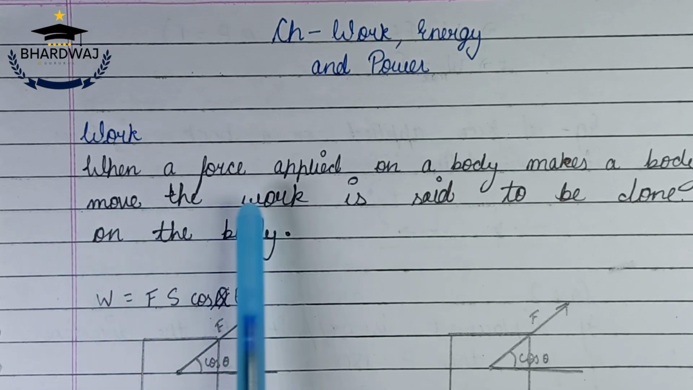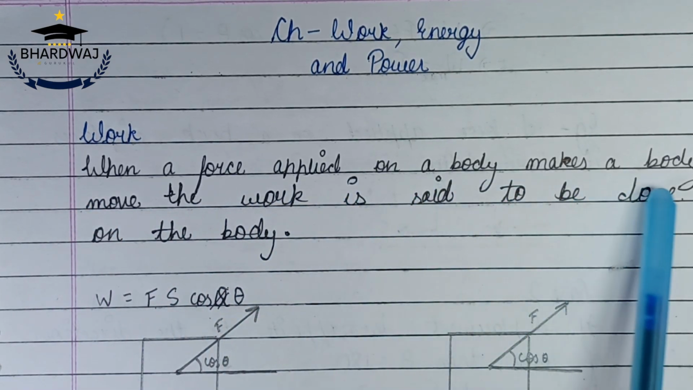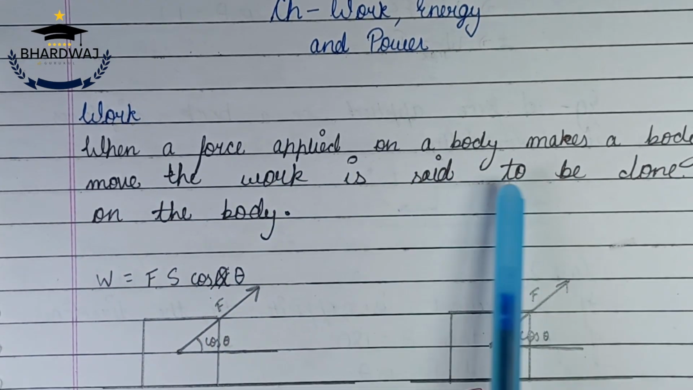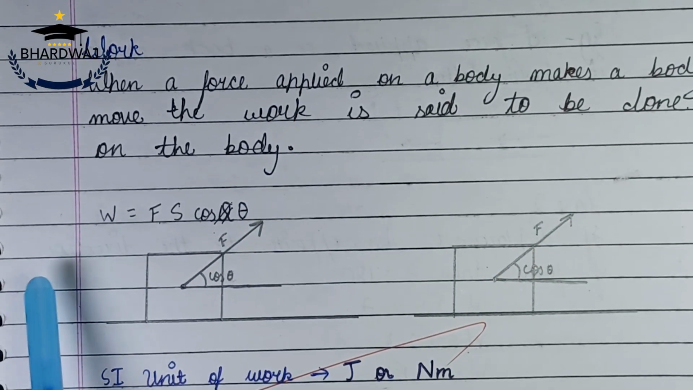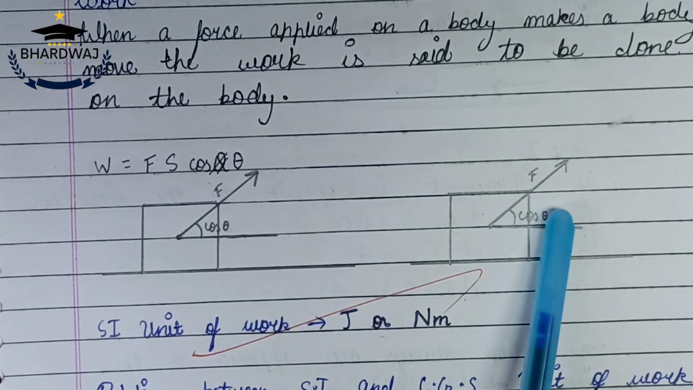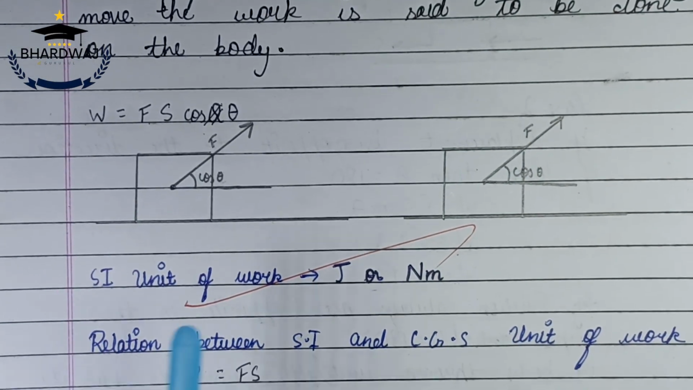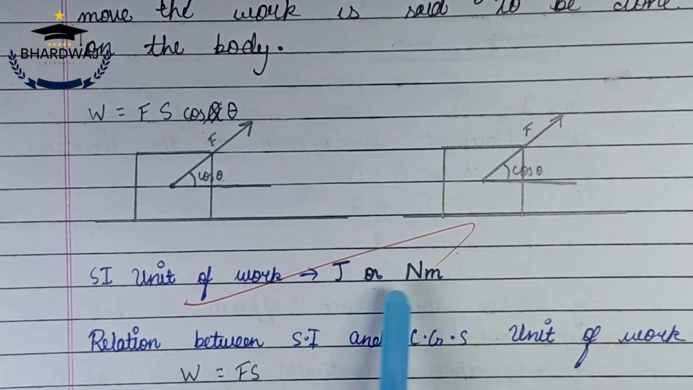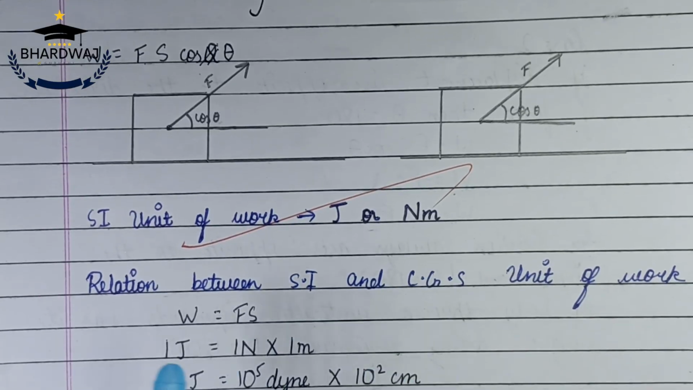Work. When a force applied on a body makes the body move, the work is said to be done on the body. That is, whenever force is applied and the body moves, then work is said to be done on any body. SI unit of work: joule or newton meter.